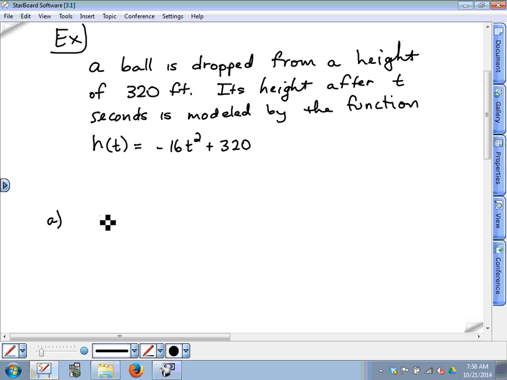A couple of things we're going to do. Let's graph this bad boy. What is it we're going to be graphing? Negative 16t squared plus 320. What is that? A parabola, because it has a t squared. Facing up, facing down, facing sideways? Down, because the negative 16 in front of the t squared makes it face upside down. So it's going to be an upside down parabola.